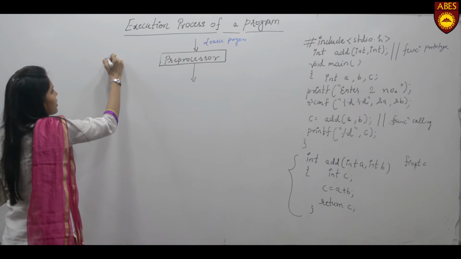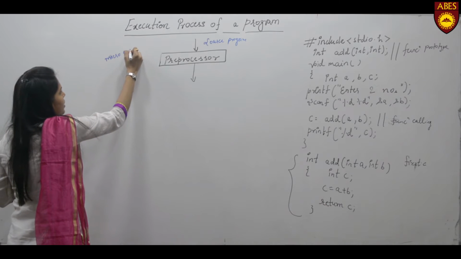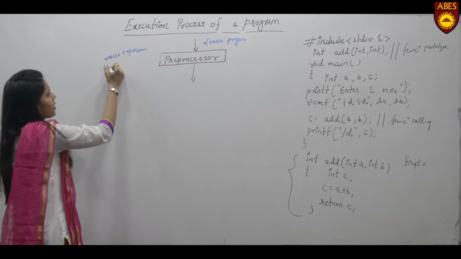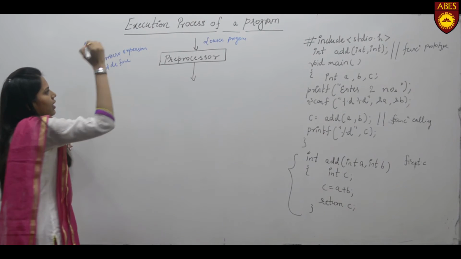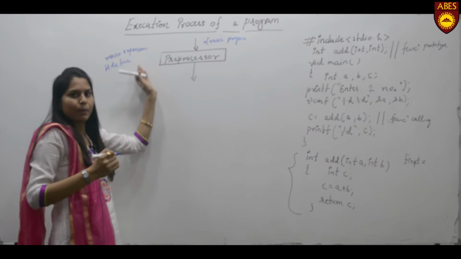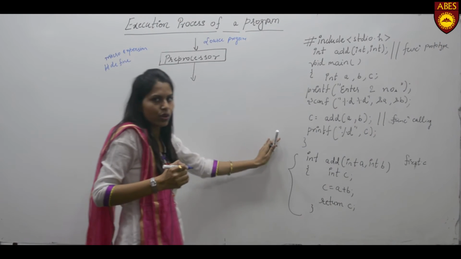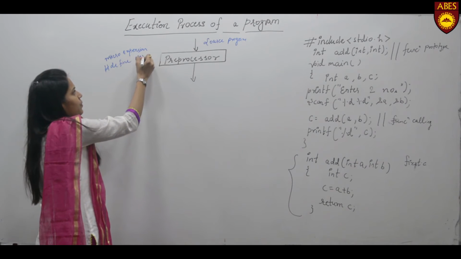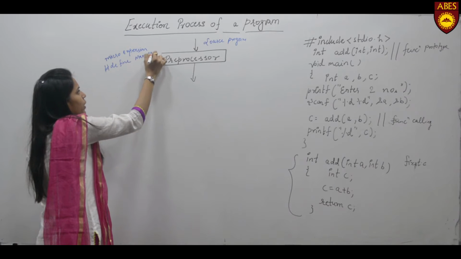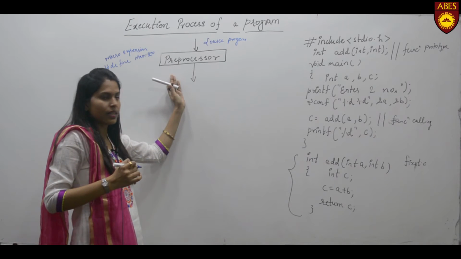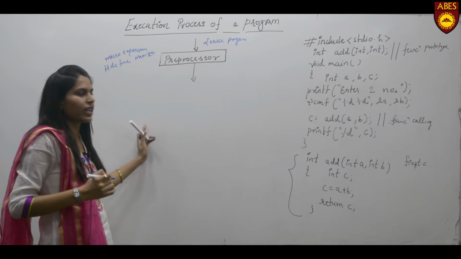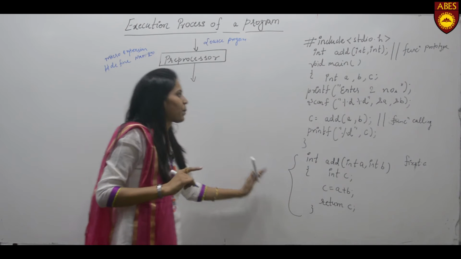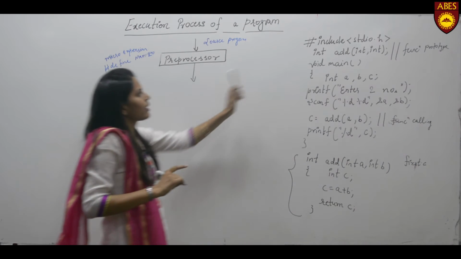What is a macro? Macro expansion. For example, hash define. I hope you all know what a macro is. Suppose the program has hash define max 20. Then what will the preprocessor do? The preprocessor will substitute the max variable with the value 20 in the whole program, wherever the max variable is used.